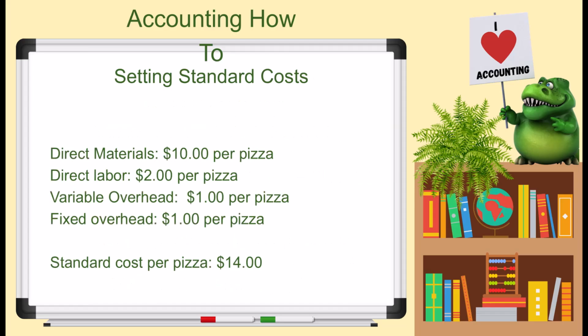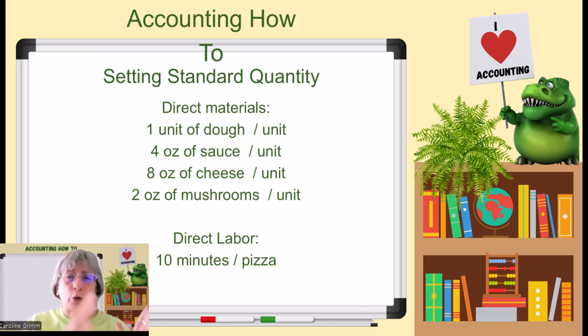So when we bring all of those costs together, now we've got direct materials at $10 per pizza, direct labor is $2, factory overhead $1, fixed overhead is $1. We're going to add all of those costs together, and we now know that it costs us $14 per pizza. So now we know that in order to break even on our pizzas, we need to charge at least $14 per pizza. So this gives us our standard costs.